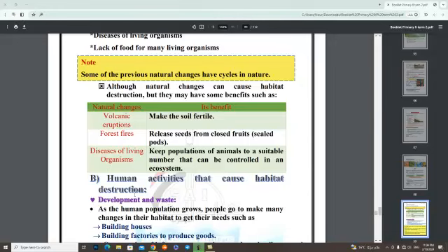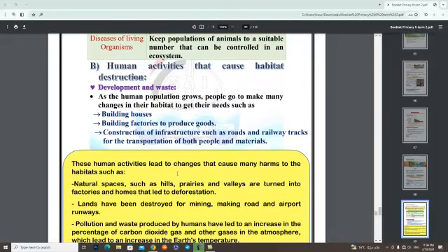Category number 2, human activities that cause habitat destruction. Development and waste. As the human population grows, people make many changes in their habitat to get their needs, such as building houses and building factories to produce goods, and construction of infrastructure such as roads and railway tracks for the transportation of both people and materials.